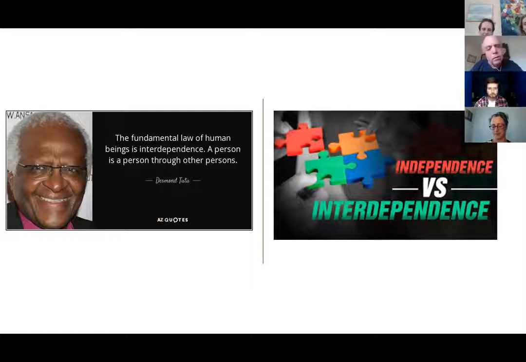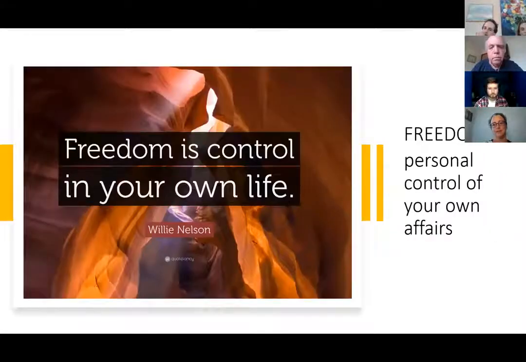And again, this has a bearing on one of the other keys to do with having relationships in our lives. The third key that I'm touching on today is what Simon calls now freedom. It's about having personal control of your own affairs.